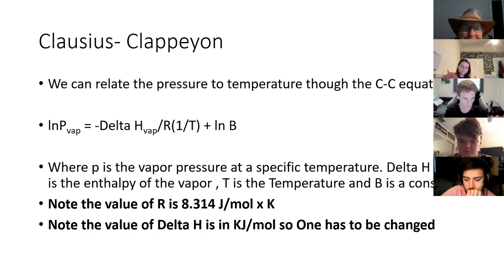All right, you got to note something though. This is important. Delta H is in kilojoules per mole. That's how it's reported out. R is in joules per mole. So you got to change one or the other. The easiest thing is to divide the R by 1,000. So you get 0.008314 kilojoules per mole Kelvin.